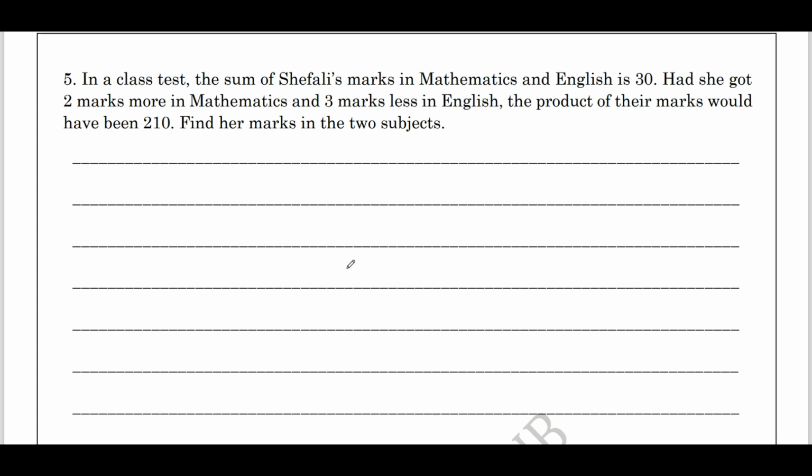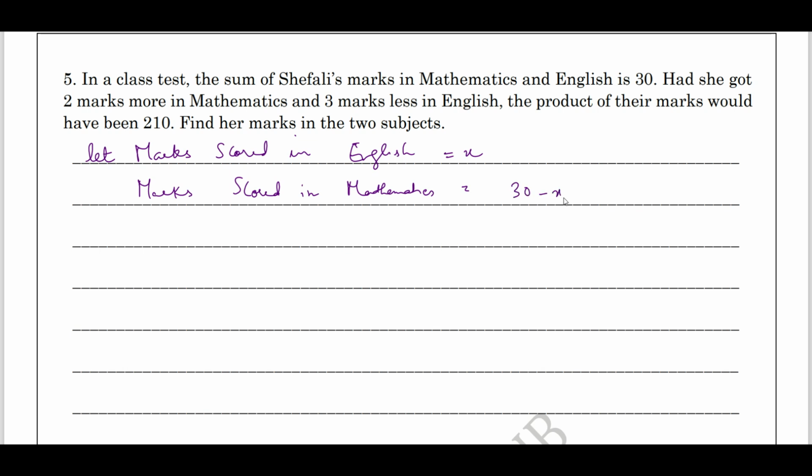What I'll do, I'll assume let marks scored in English equals x. Now marks scored in mathematics equals 30 minus x. Why is it 30 minus x? Because the sum is 30. If one subject is x, the other subject will be 30 minus x. For example, if one of the subjects has scored 12, the other subject will be 30 minus 12.